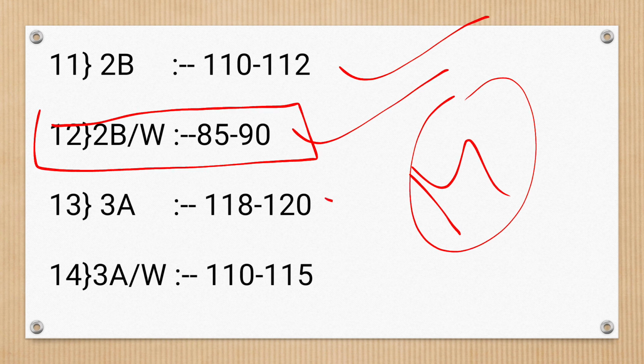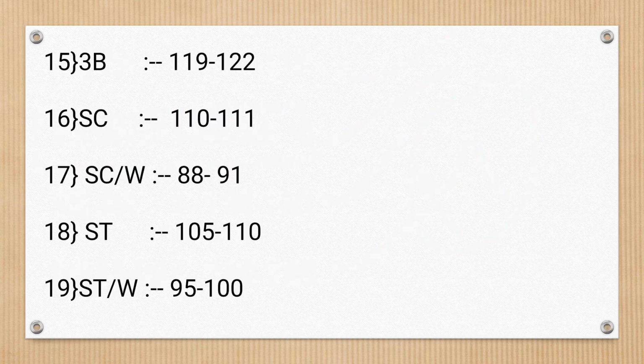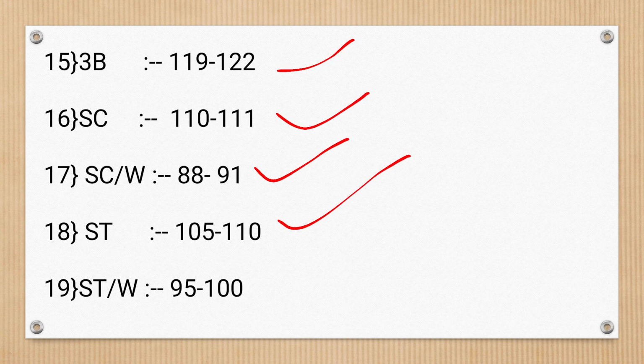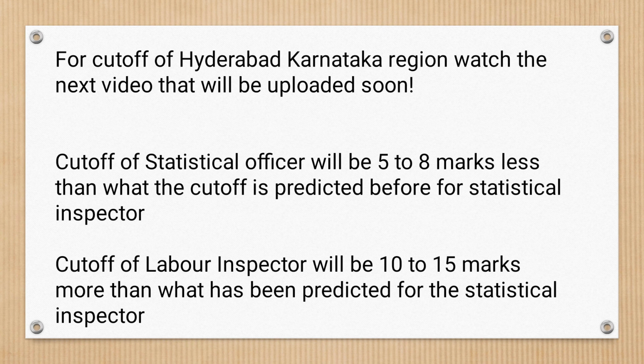And 3A will be 118 to 120. 3A women will be 110 to 115. Next, 3B is 119 to 122. Scheduled caste SC is 110 to 111. SC women 88 to 91. ST will be 105 to 110, and ST woman is 95 to 100. For cutoff of Hyderabad Karnataka region, watch the next video that will be uploaded soon.